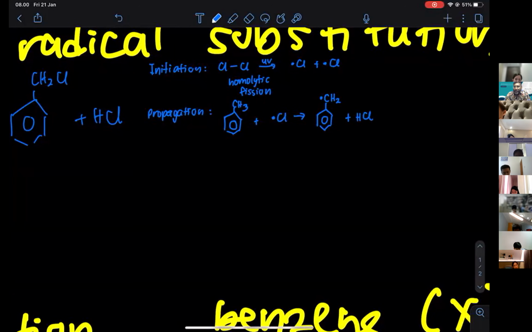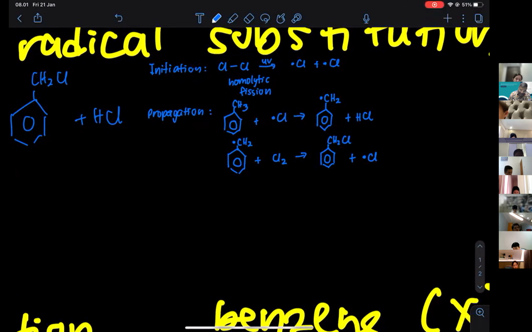The next step of the propagation is you take the new free radical that you have formed, CH2 dot, and react it with Cl2. Remember, a free radical reacts with something complete. What will happen is you are going to get CH2Cl, left with a free radical of Cl. So there are always free radicals being formed. That's why it's called propagation.